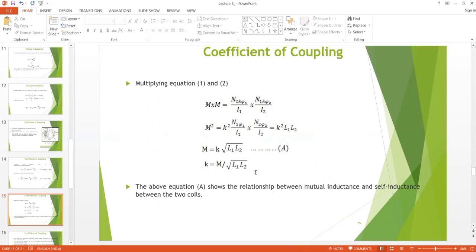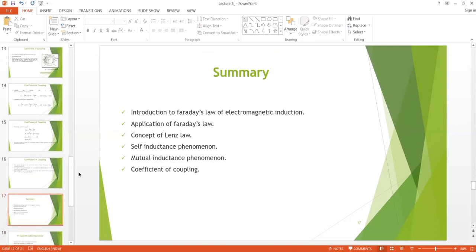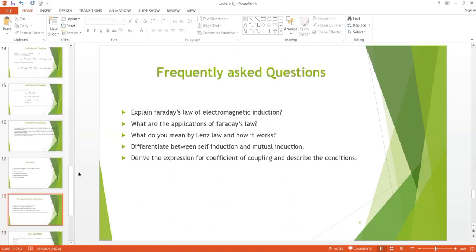So you know very well, if L1 L2 is very, very less, then the value of K would be high. So flux linkage has to be minimized. The value of K would be 1 only if the flux produced by one coil is completely linked, with no leakage flux, and 0 if it does not link and the leakage flux is maximum. What we discussed: Faraday's law of electromagnetic induction, Lenz's law, and the concept of coefficient of coupling.